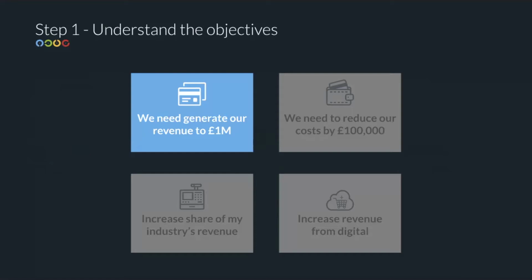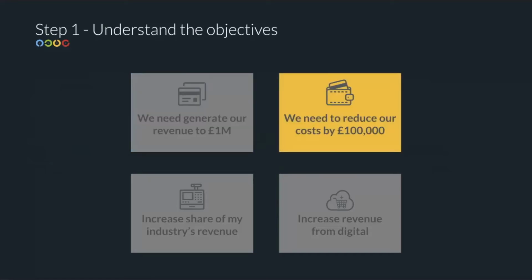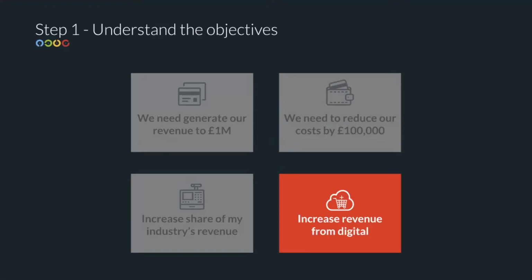In this example, we've got 4 different objectives. The first one is to generate our revenue to £1 million. The second one is a cost reduction exercise, whereby we want to reduce our costs by £100,000. For traditional businesses, they may want to increase the share of revenue that digital brings in. So that might be either through partners, going indirect, through wholesale, or that might be going direct and having the sales come through your e-commerce site.